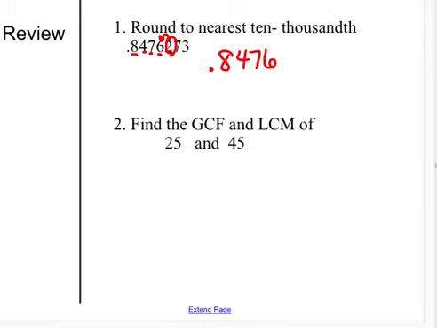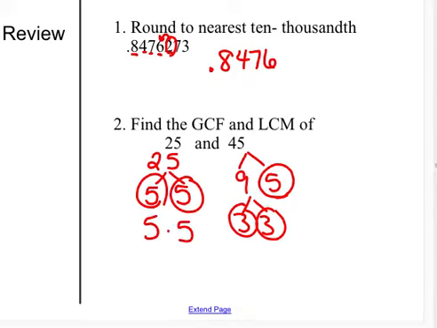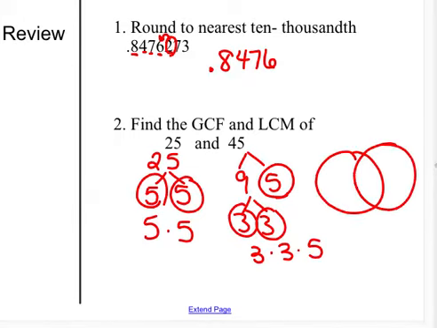All right, let's find the GCF and the LCM. So we make our factor trees. Now the step lots of you don't want to do is write them out in their expanded form. And let's make our Venn diagram. So what do they have in common? They both have a 5 in common. That goes in the middle.